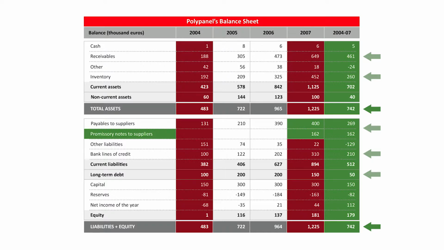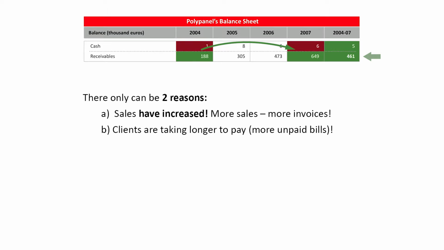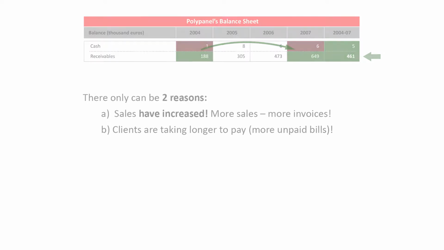Now, if we go back to the understanding of the evolution, and we go a little bit deeper on understanding what's happening, I asked you one question. What is the reason behind the receivables, for example, changing the first year from 188 to 649? So why did the receivables increase? There's basically two reasons, right? One reason is I have increased my sales. So the more sales, the more invoices, so the more receivables.